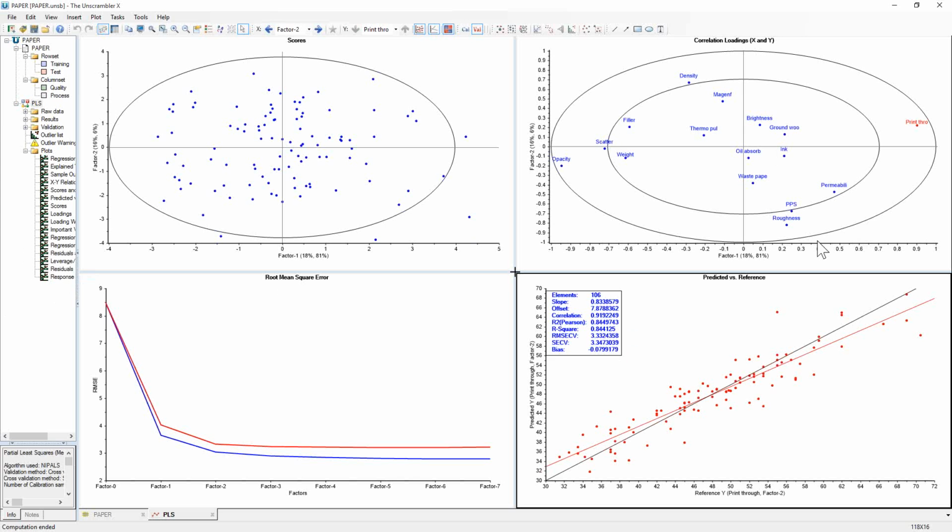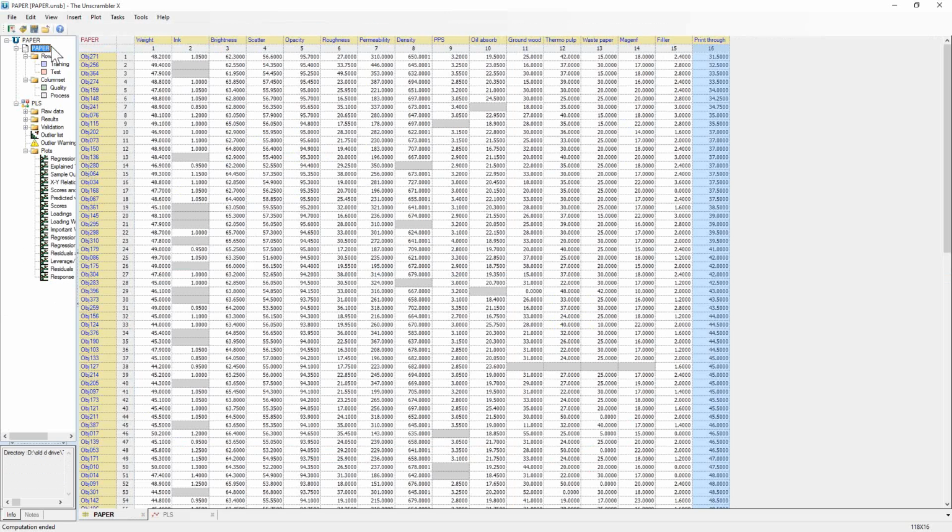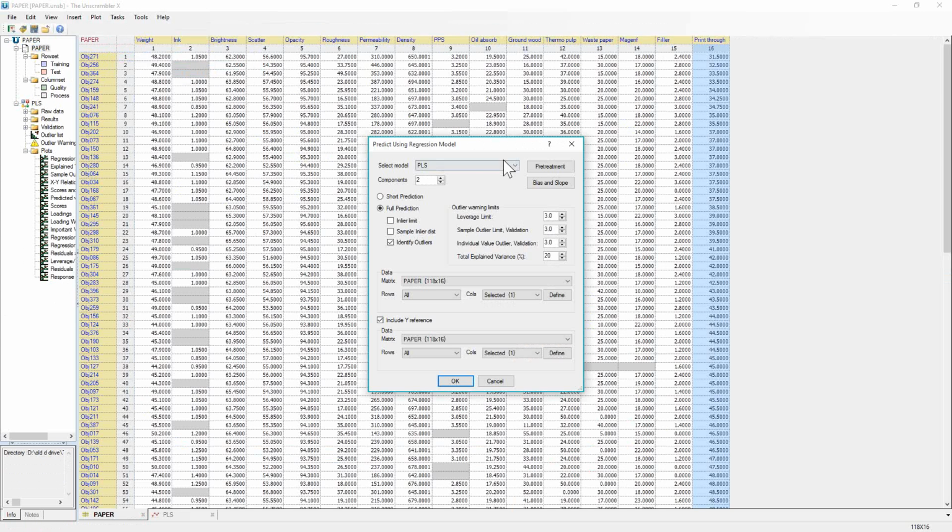Once we have built our model and it's something that we are happy with, we can then test this on our new data. So I can come in under Tasks and Predict. I'm going to predict my regression, using that first PLS, it defaults to 2 components. This is good. Now I want to do my test set. It does not include a Y reference. And we look at our process data, trying to predict that quality information.